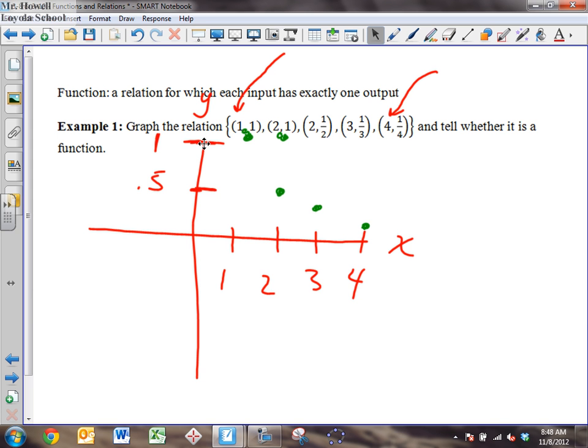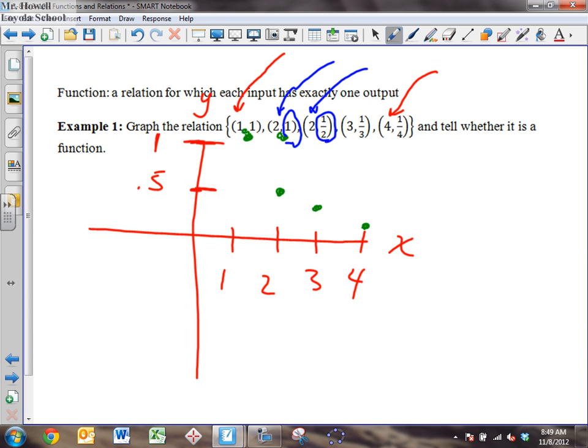Now somebody tell me, is this a function? Why? Because you put 2 into the function and you get 2 different outputs. Very good, Summer. That's exactly right. So again, when you place the number 2 in for the independent variable, you'll see that you get 2 different outputs. One of those is 1, and the other one is 1/2. So if an input has multiple outputs, by definition, it is not a function.